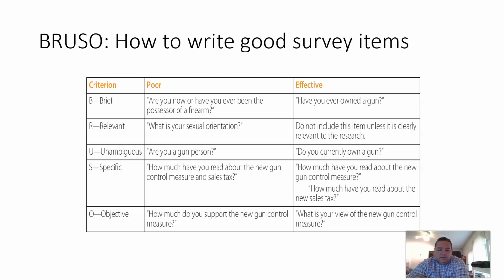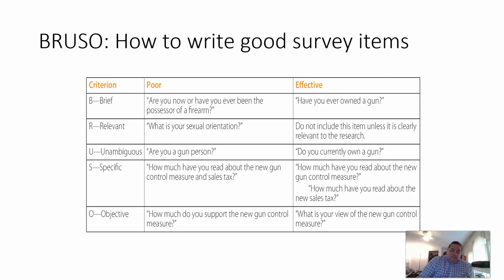Unambiguous: are you a gun person? Well, maybe. I mean, I have guns, but I might not necessarily think that everybody needs a gun. So it's better off asking, do you currently own a gun? Specific: and how much have you read about the new gun control measure and sales tax? Poor. Better is, how much have you read about the new gun control measure? How much have you read about the new sales tax? The reason why that first one was poor is because you're asking two questions in the same question. Separate the questions and ask them separately.